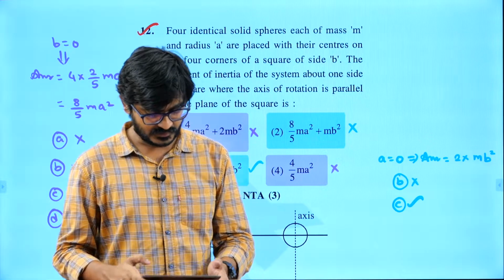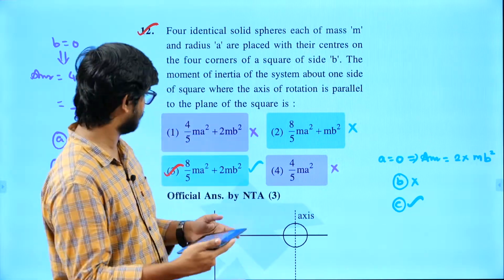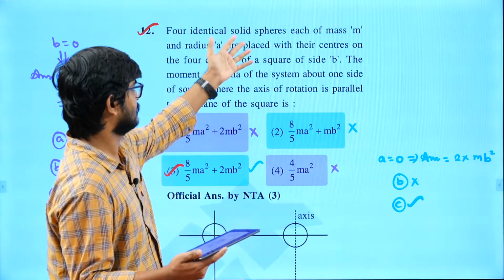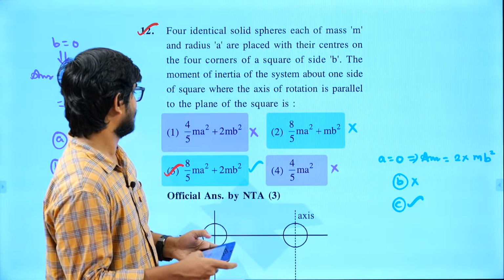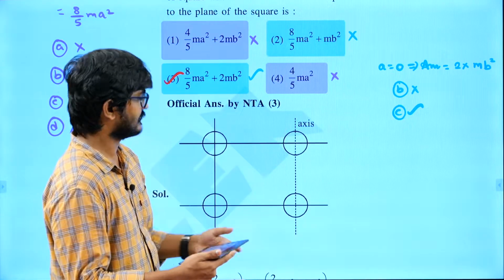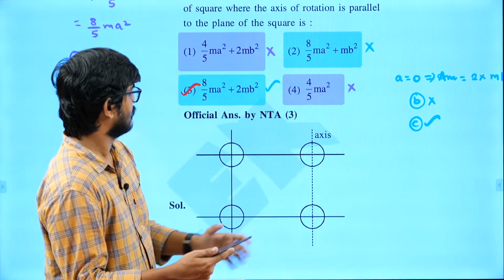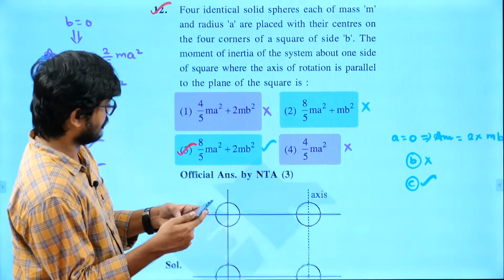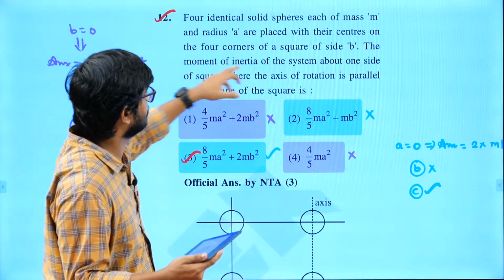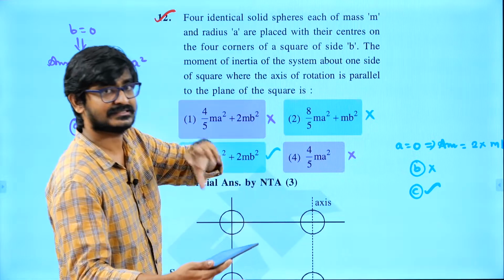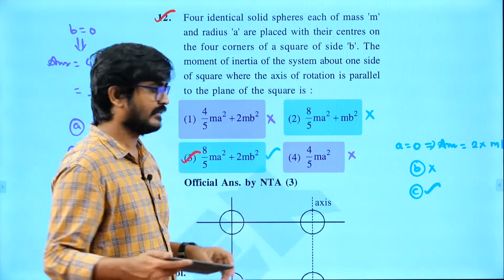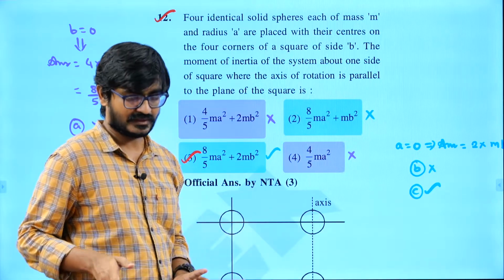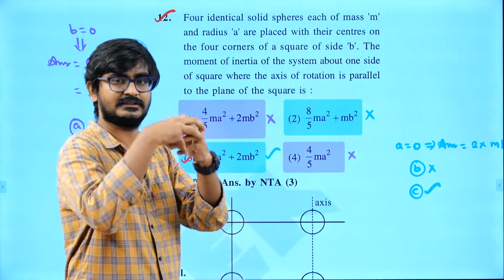Now the next question: 4 identical solid spheres each of mass and radius a is placed, solid spheres, and axis is this one. So this is the figure they are showing. Now I am checking the extreme conditions when b becomes 0. When b becomes 0, the meaning is the square is of side length 0. The meaning is when you make a square of side length 0, then each sphere will be coming onto one another. One sphere, second sphere, third sphere, fourth sphere.